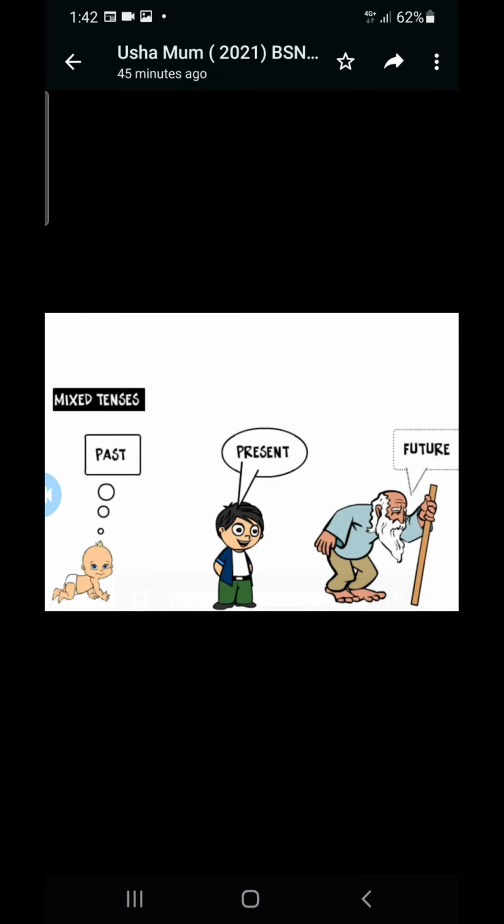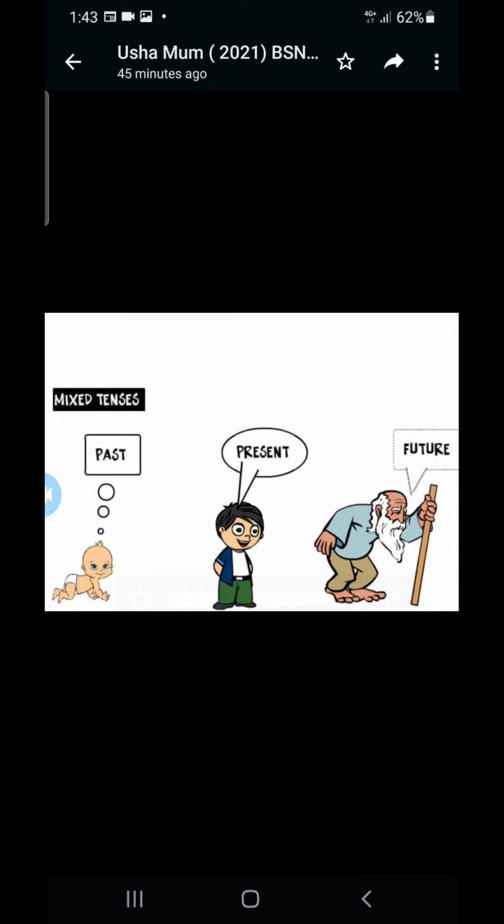Look at the third image, future. There is a grandpa with one stick. Now listen, that's future. So after some more years, we will become like this grandpa. So that day will come hereafter.